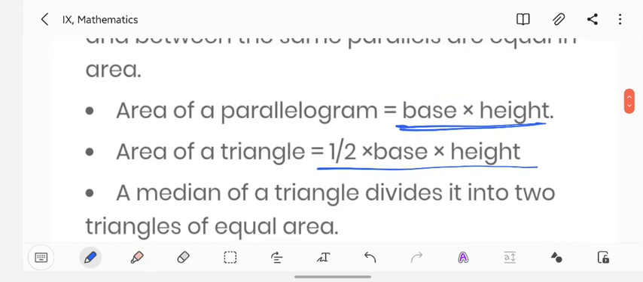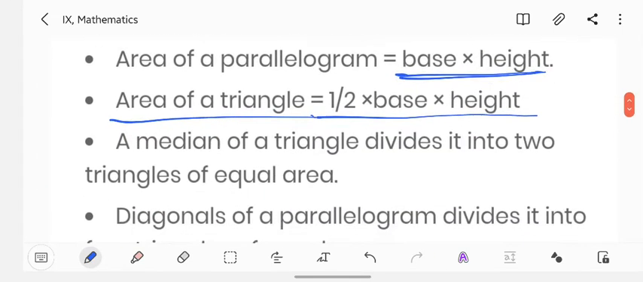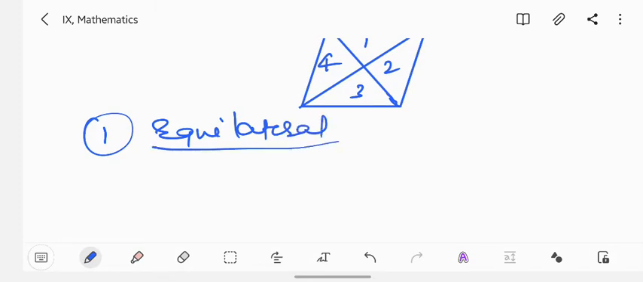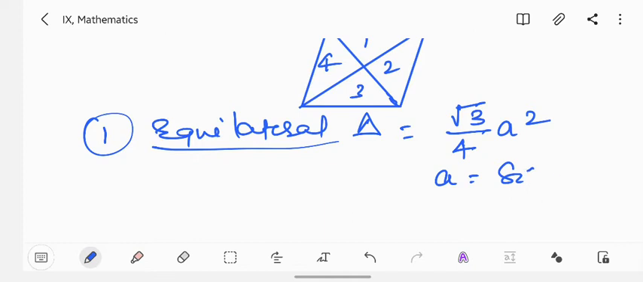Right? So when we talk about the area of a triangle, here we have three types of triangle. The first one is equilateral. The formula for the area of an equilateral triangle is different. That is square root of 3 by 4 a square, where a is the side of the triangle. All sides are equal. We have seen the proof in the virtual class also. So if you have any questions regarding the proof, like how do we get root 3 by 4 a square, you can ask in the virtual class.